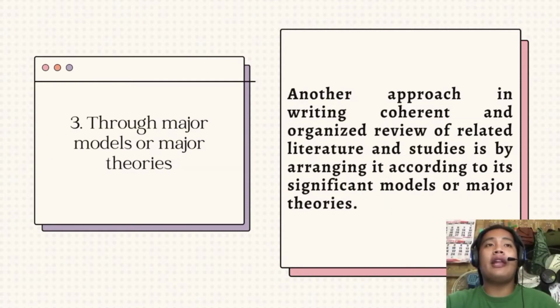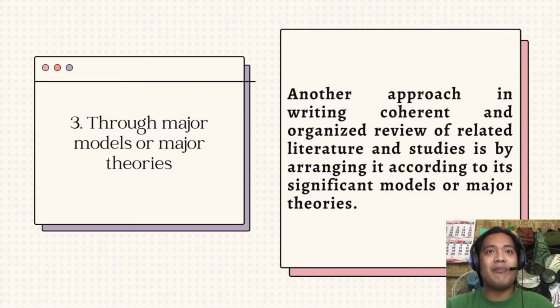Another way of organizing it is through major models or major theories. Another approach in writing a coherent and organized review of related literature and studies is by arranging it according to its significant models or major theories. So what does it mean? When various models or theories emerge in your studies, it is better to arrange them according to their importance in your research.